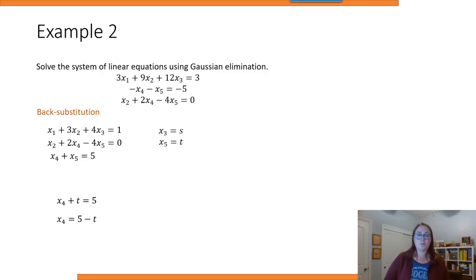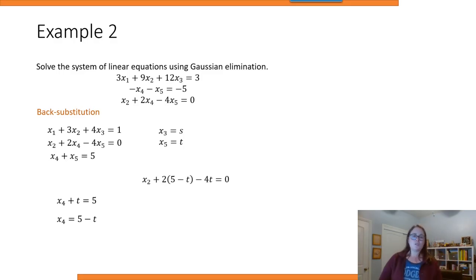I just need one for the rest of the variables. So I'm going to go to the second equation now. I'm just working my way up the system. And that one has x2 and then x4 and x5, which I have definitions for. So I'm going to substitute all that into that second equation.